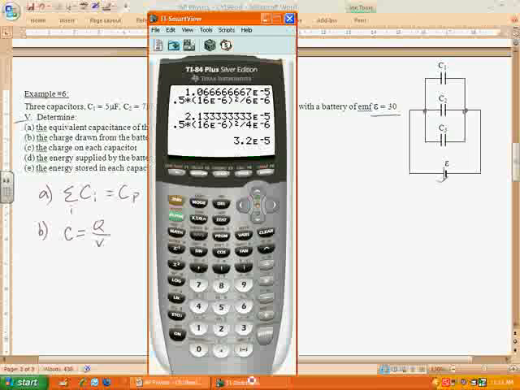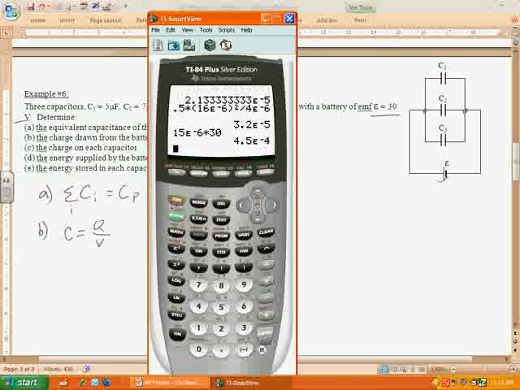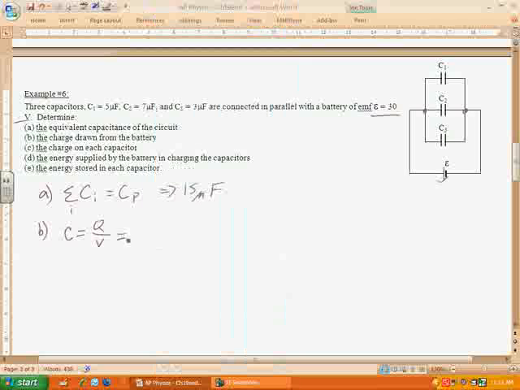Alright, off to letter C, the charge on each capacitor. Now remember here, the charge is going to have to split up. And so when we're looking for the charge on each capacitor, we're actually going to have to solve for each one individually, because the charge is then going to split up and go to this one or that one or that one. So we're going to use our equation from before, where we can say that the capacitance is equal to the charge over the potential difference. The potential difference will be the same for each one.